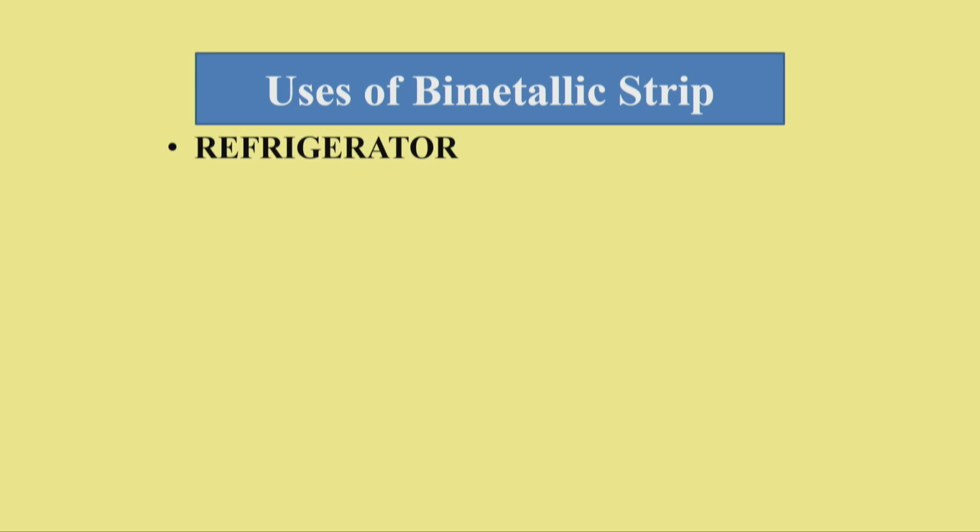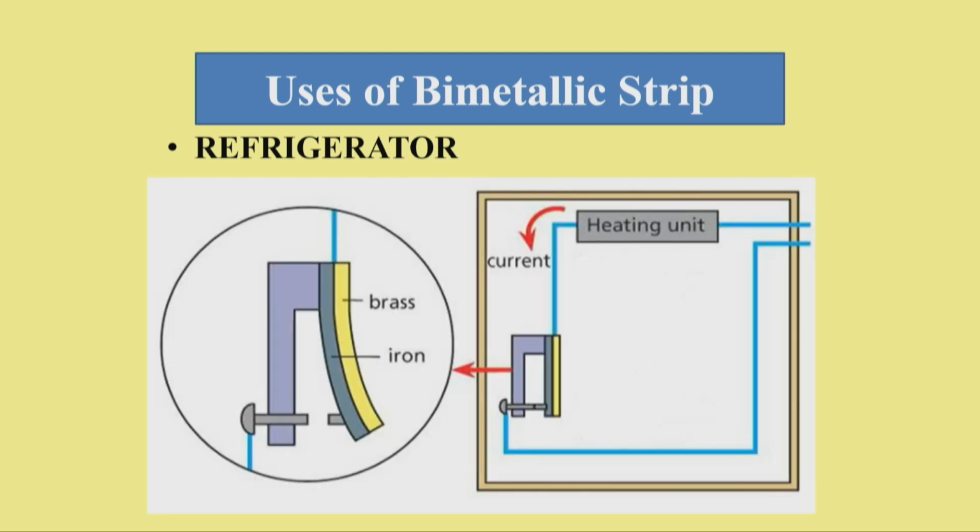In a refrigerator, cooling takes place when the current is flowing. When the temperature is too low, the strip bends away to break the contact and current stops flowing.